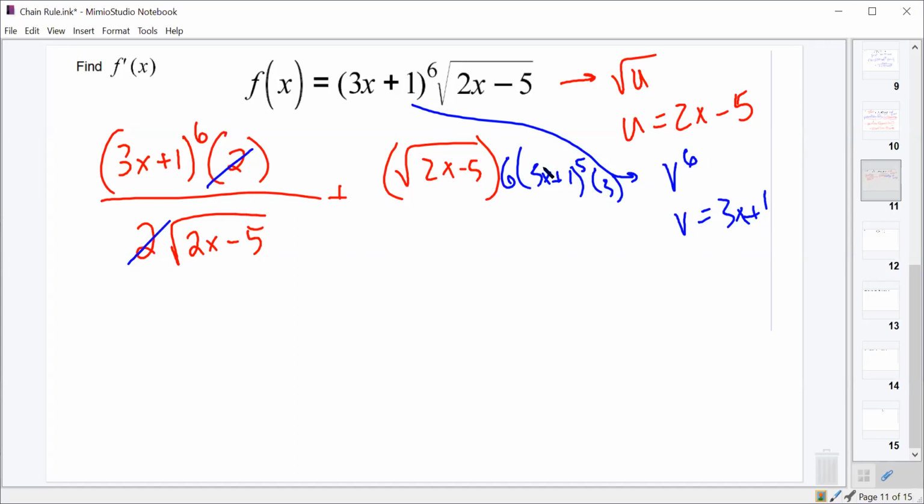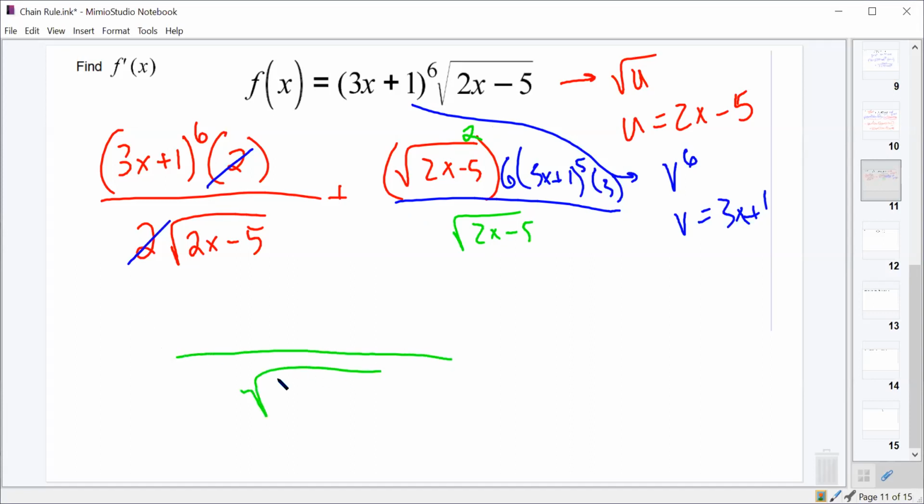So should we simplify this down or no? Sure. All right, so how can we do that? We need to get a common denominator. So we'll multiply by root 2x minus 5 over root 2x minus 5. So I can just square that root 2x minus 5 in the numerator. And so that'll give us a root 2x minus 5 as our full denominator.